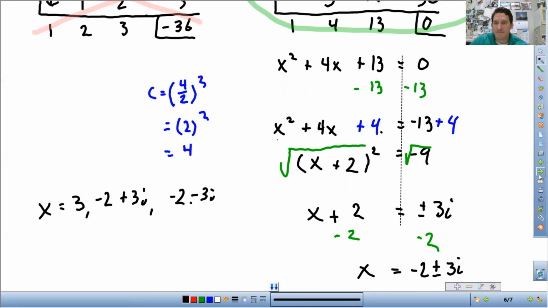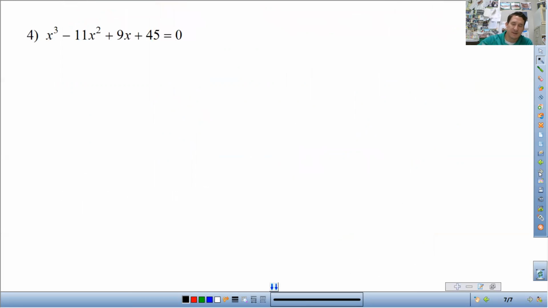Let's do one more problem. See if we get one that's not an imaginary solution, but irrational. All right, so first thing I need to do is determine the roots. So since this is 1, this is going to be quick. It's just going to be factors of the last term, the constant term, which is 45.